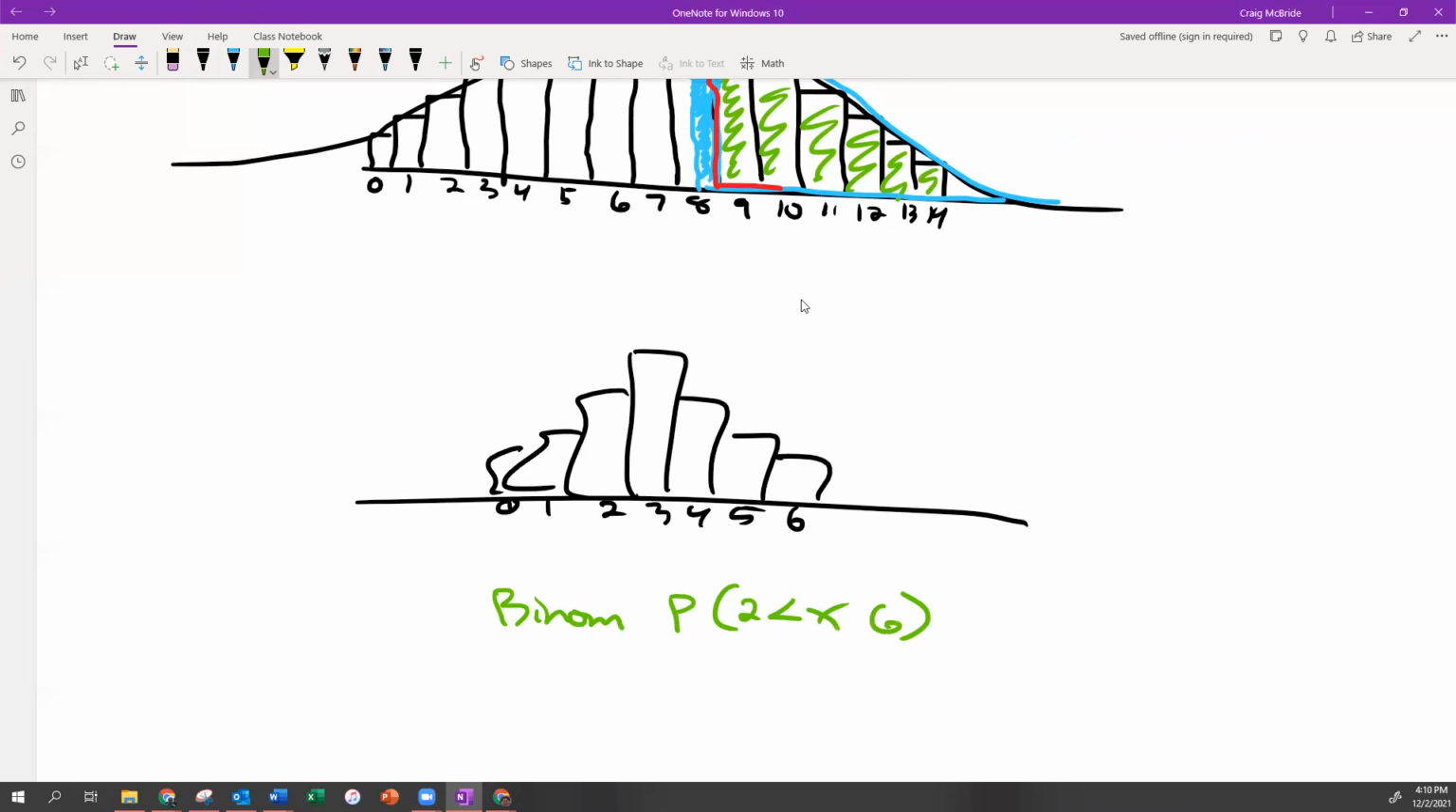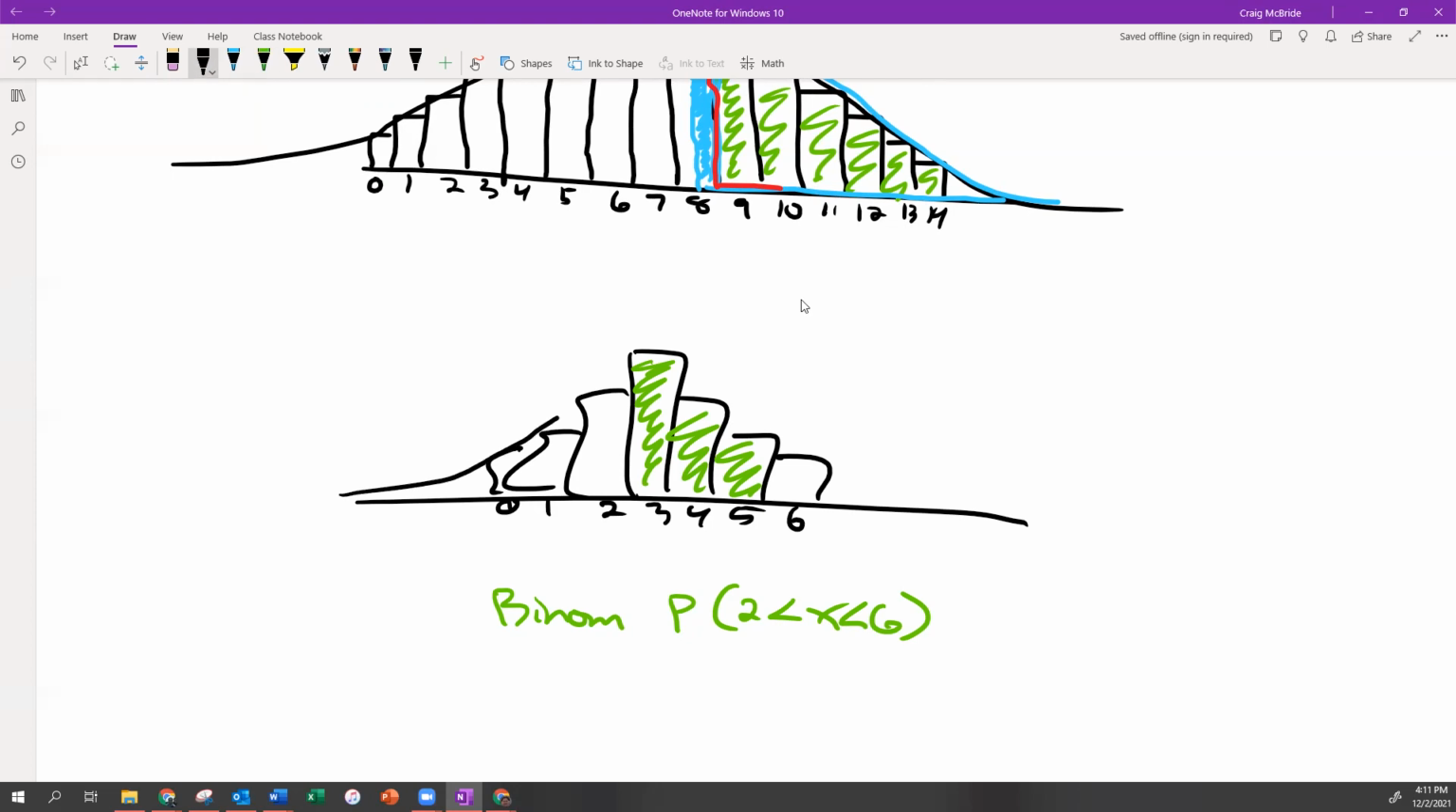Right, so if x is between 2 and 6, we only want 3, 4, and 5, right? Because we're strictly in between 6 and 2, and for a binomial, you can't be 2 point something. It's either 2 or it's 3 or it's 4 or it's 5, right? It's discrete. So if x is greater than 2, it starts with 3. If it's less than 6, it ends at 5. So we really only want the area of those 3 rectangles.